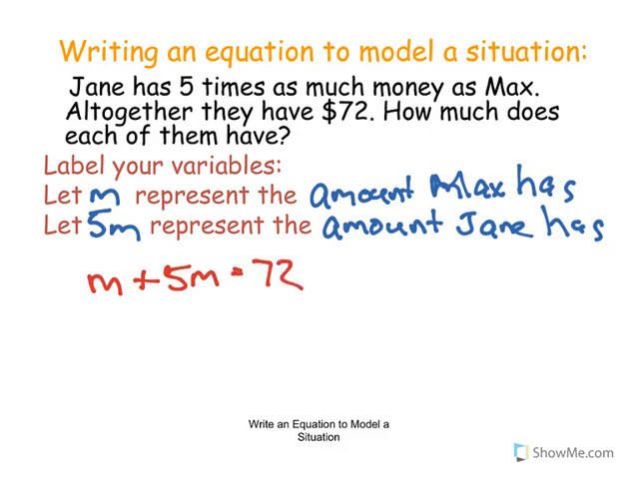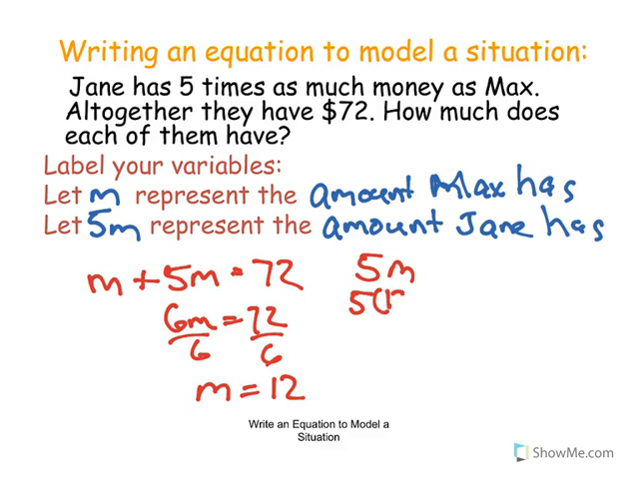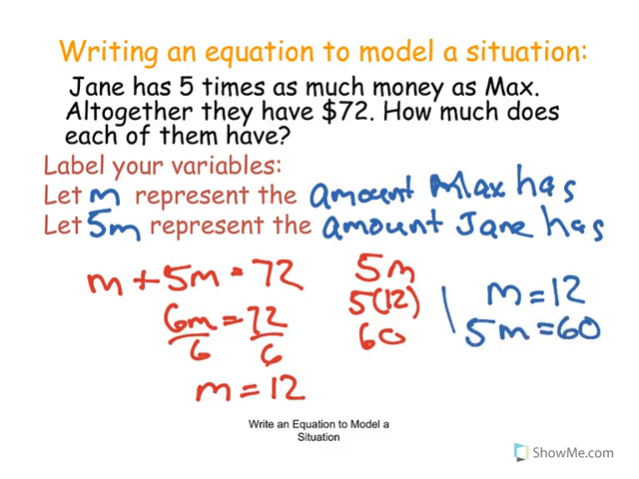So the amount Max has plus the amount Jane has altogether is $72. So this is another pretty simple equation. 1M plus 5M is 6M. Divide by 6. So we get M is 12. And then we say, well, what's 5M? Okay, so 5M is 5 times 12, which is 60. So I'm going to say M is 12. And 5M is 60. So that doesn't explicitly answer the question.